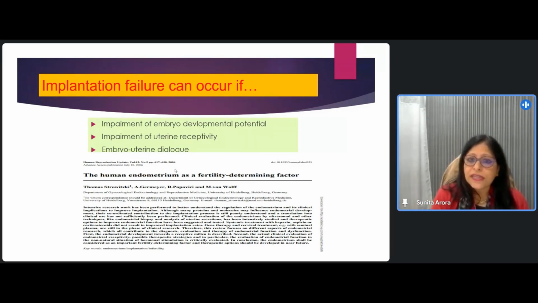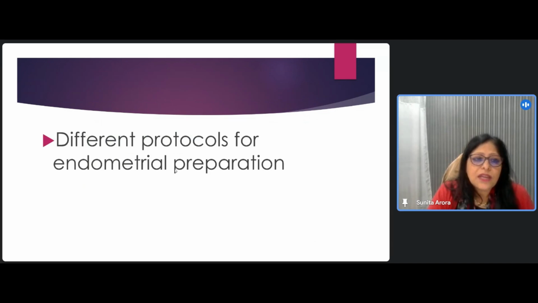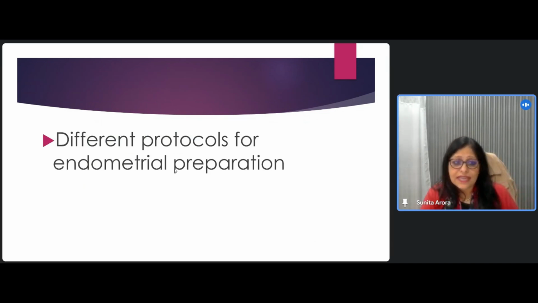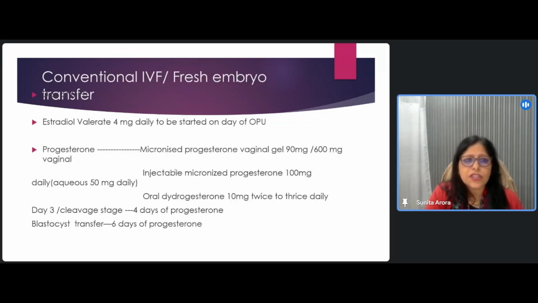Implantation failure can occur if there is impairment of embryo developmental potential, if there is impairment of uterine receptivity, or if this crosstalk, the embryo-uterine dialogue, is not correct. If your endometrium is out of phase for the kind of embryo you have put in, then also implantation failures can happen. So there are different protocols which have been described in literature for endometrial preparation.